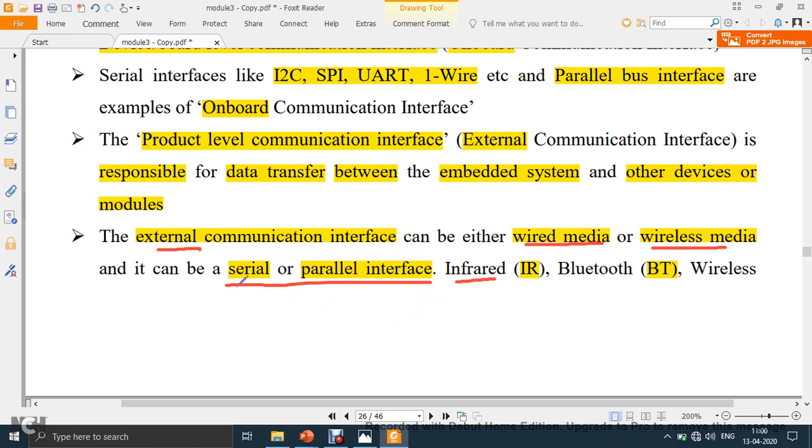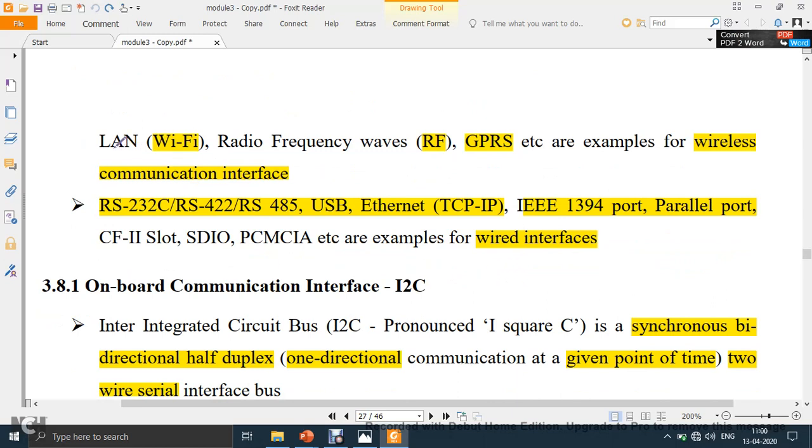So in serial, what happens? The data is transmitted one bit after the other, serial, one after the other. But in parallel, that is not the case. You can send multiple bits simultaneously.